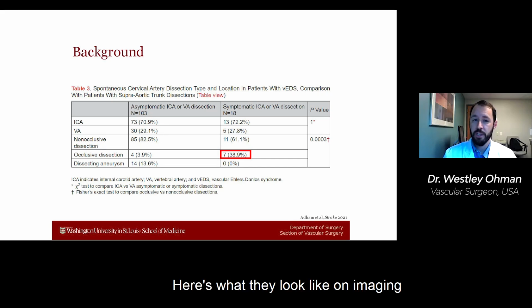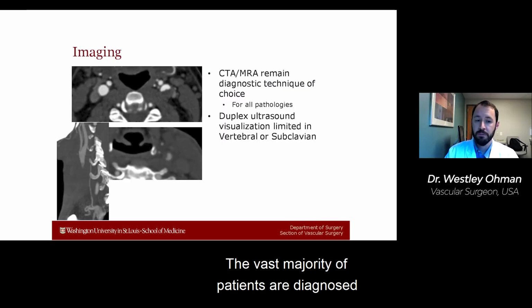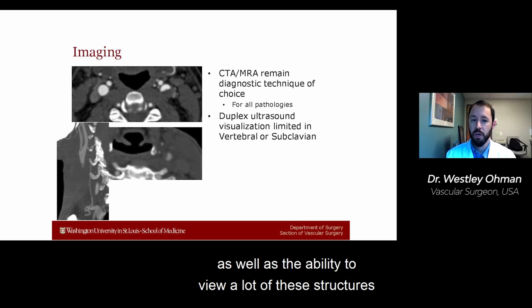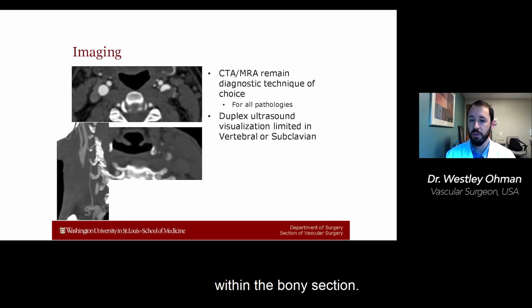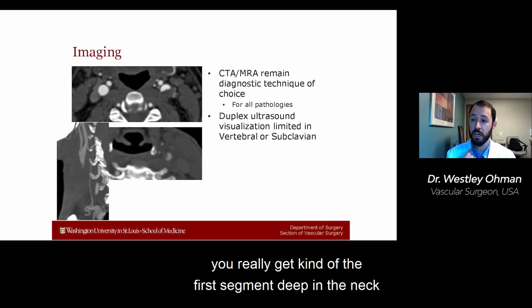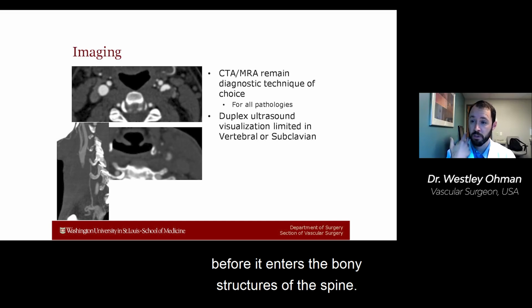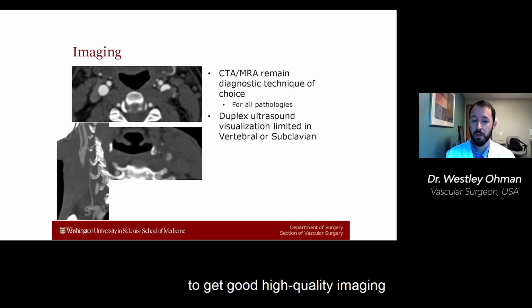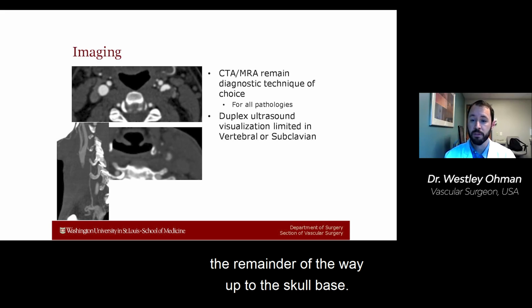Here's what they look like on imaging in terms of diagnosis. The vast majority of patients are diagnosed with some sort of axial imaging, whether that's CT scans or MRI, given the wealth of information as well as the ability to view a lot of these structures within the bony section. Duplex ultrasound is limited. In the case of the vertebral artery, you really get the first segment deep in the neck before it enters the bony structures of the spine, and then it's very, very difficult, if not impossible, to get good high quality imaging the remainder of the way up to the skull base.